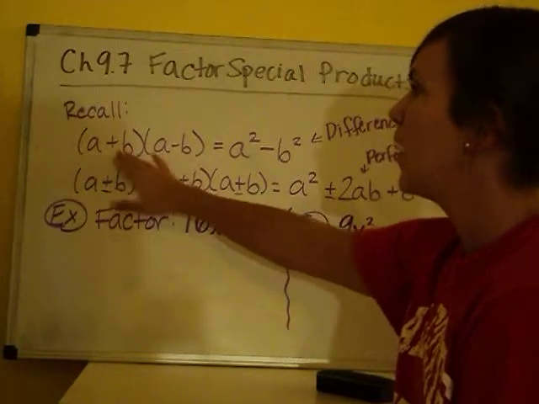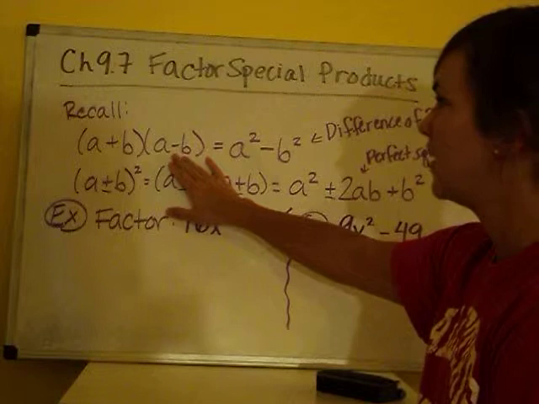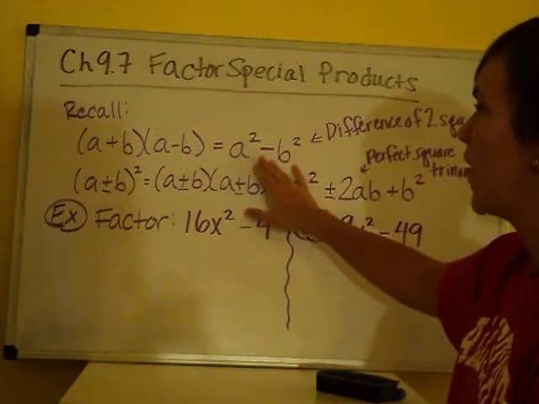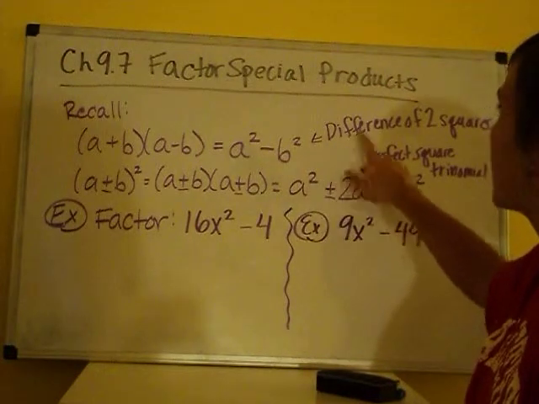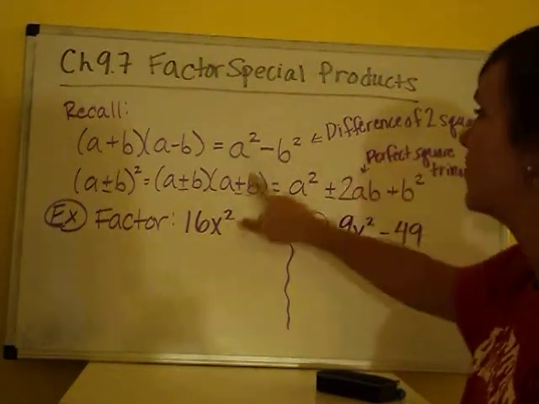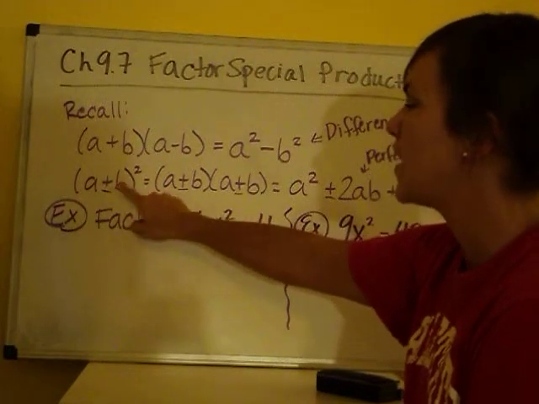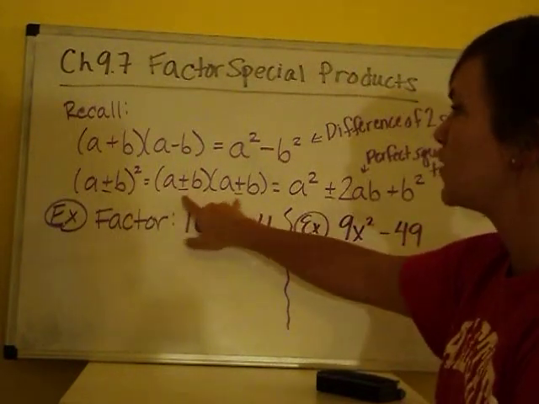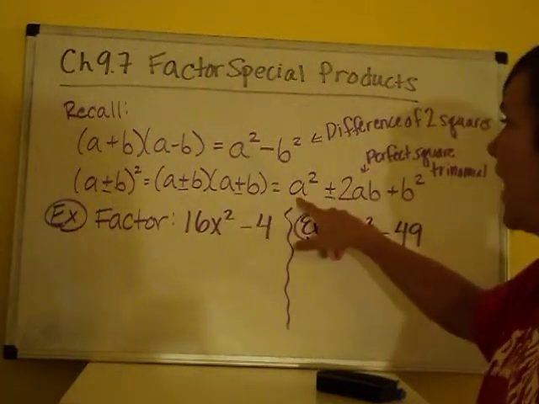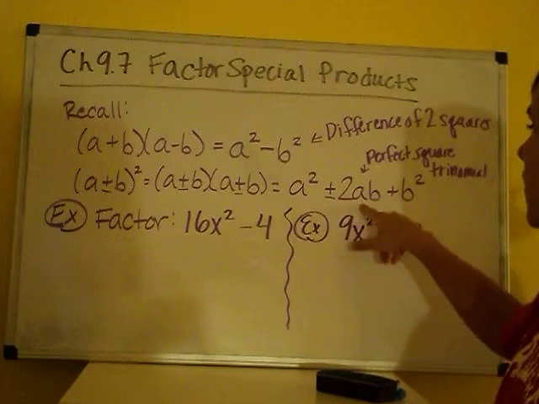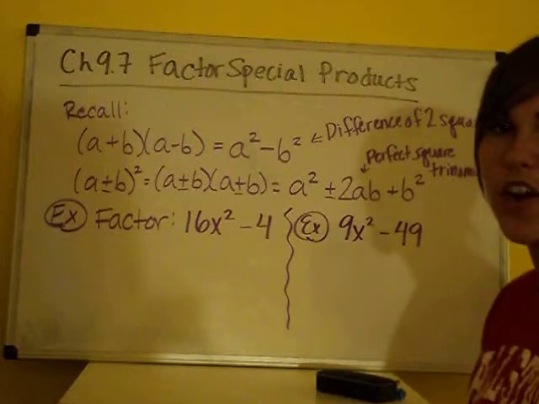multiplying binomials that look like this, where we have the same thing that's added and subtracted. Okay, and we had a result with something where a was squared minus b was squared. That's called the difference of two squares. We also have this where we had a plus b or a minus b squared, which in turn was us just multiplying the same binomial to itself. And we would get a squared plus or minus 2ab plus b squared. This was called a perfect squared trinomial.